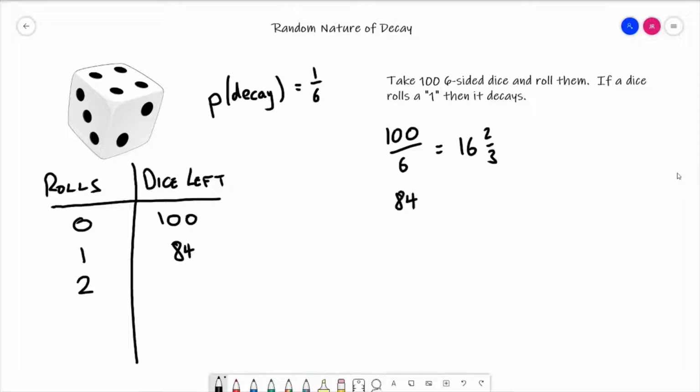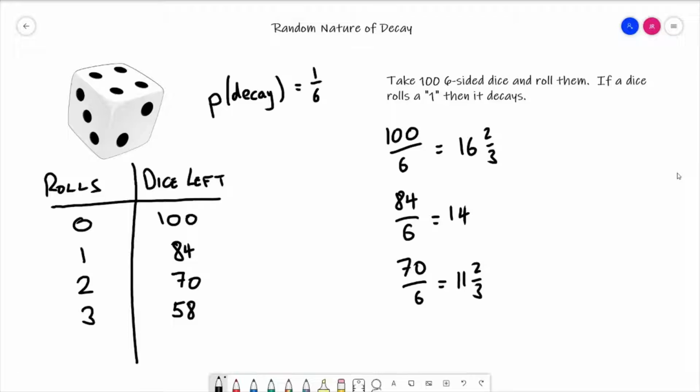Now fortunately I know that 84 divided by 6 is 14, which hopefully you can see why I chose to have 16 dice decay in the first instance, just to make the numbers nice for us. So let's say that we do get exactly 14 decaying and we will therefore be left with 70 dice. Let's do the same again. Let's roll those 70 dice that are left. 70 over 6 here is actually 11 and 2/3. So let's just say we're going to round that up to 12, and 12 of those 70 dice end up rolling a 1. What we will be left with there is 58.